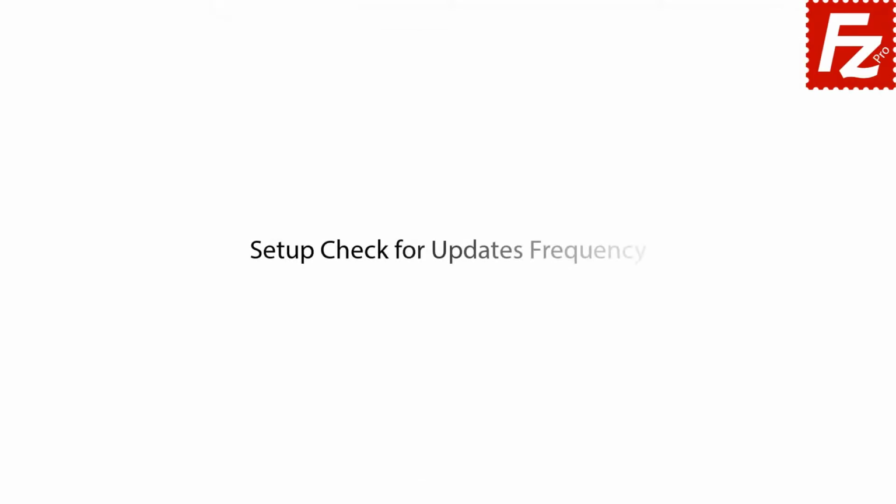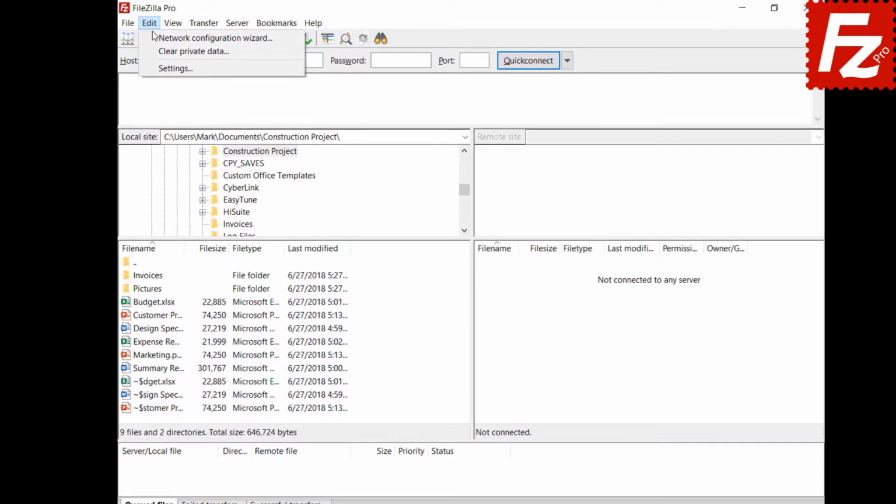Set up Check for Updates frequency. By default, FileZilla and FileZilla Pro check for program updates once a week and look only for stable updates, no beta or nightly build updates. To change that, open FileZilla Settings.